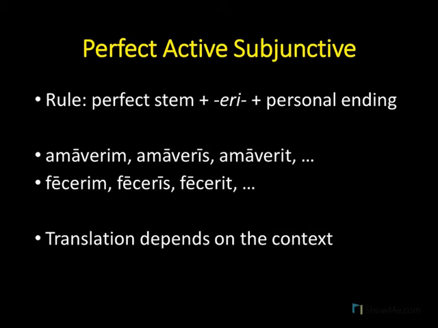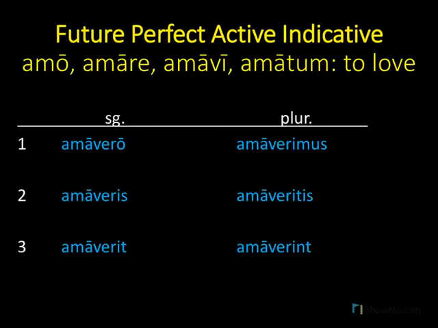Now, you might be saying, this looks really familiar. We've used a formation very much like this before. And you would be right. We've seen something very similar in the future perfect active indicative. This was the perfect stem from the third principal part. For the most part, we then added the future tense of the verb to be. Ero, eris, erit, erimus, eritis, erunt. The one change was in the third person plural, amaverint instead of amaverunt.